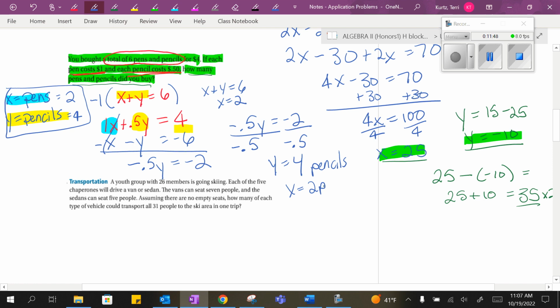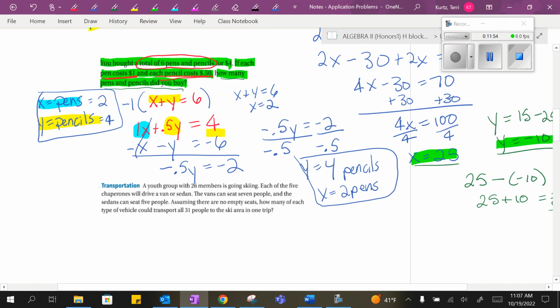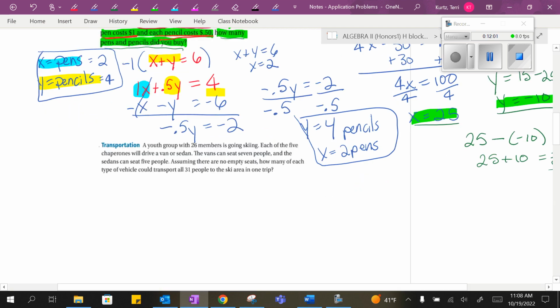Okay. So again, this is another type where we're given one equation that was all about the quantity we had, and one equation that was all about the money. Okay. All right, let's move on to the next type.